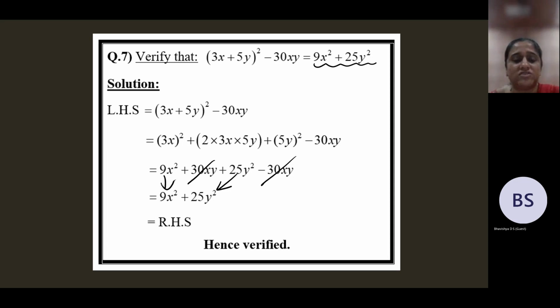When we work the LHS, we are getting 9x square plus 25y square. See, we worked only the left-hand side. And when we worked it, we are getting 9x square plus 25y square. And that is what we have in the right-hand side. So it is equal to the RHS, hence verified.